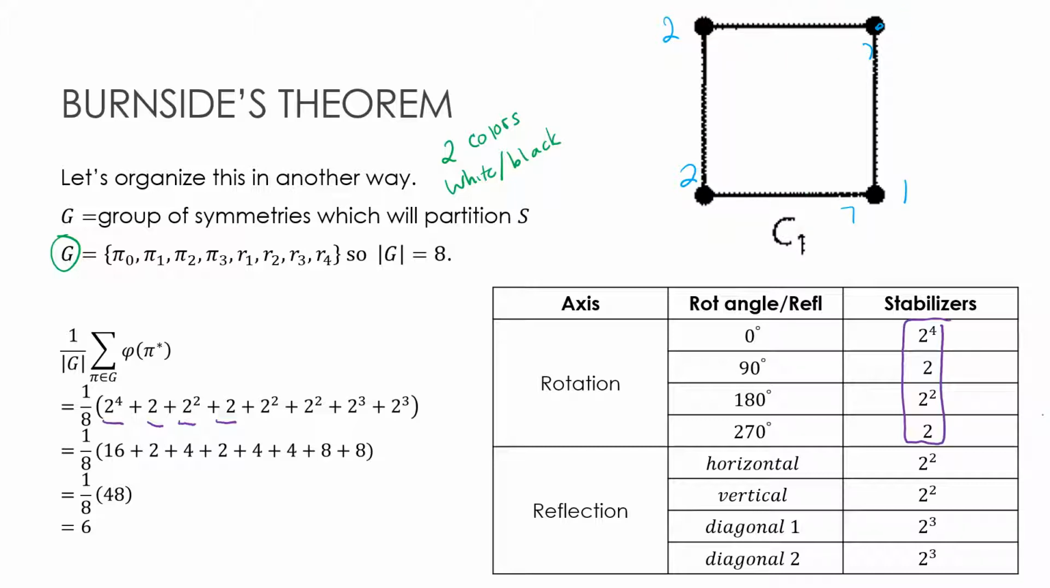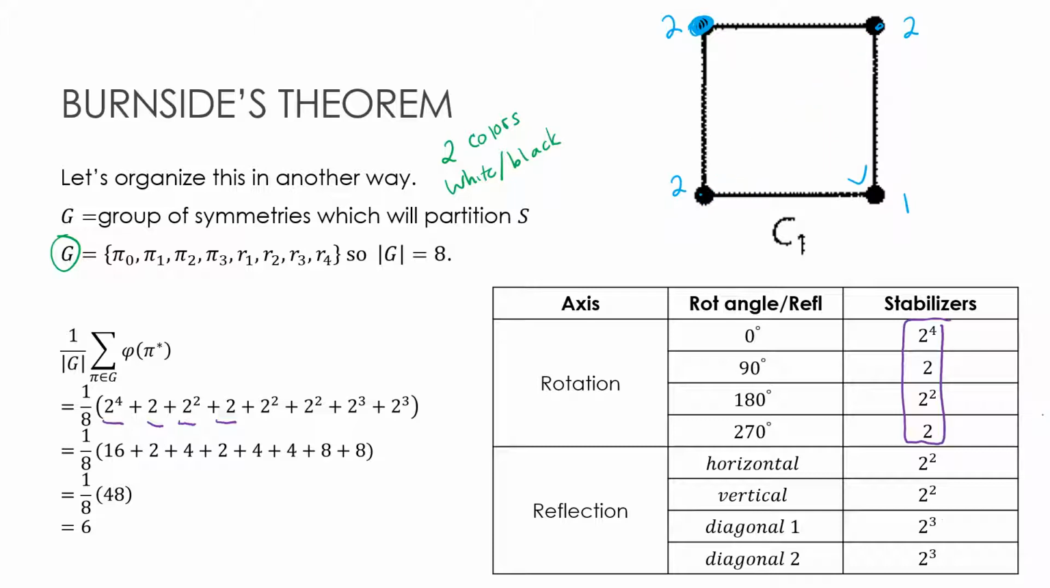Then let's look at the diagonal 1. Diagonal 1 says this guy can be whatever I want because it's actually not going to move. And this guy can be whatever I want because it's not going to move. This guy can be whatever I want, but this guy has to be the same as whatever I choose up here in order for that to fold over and be the same configuration. So that's 2 to the 3rd.